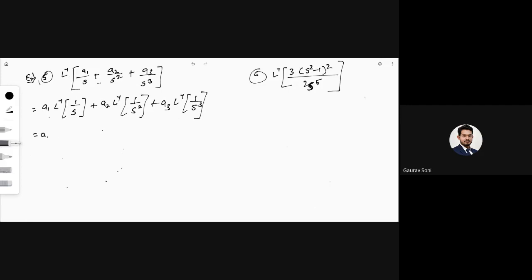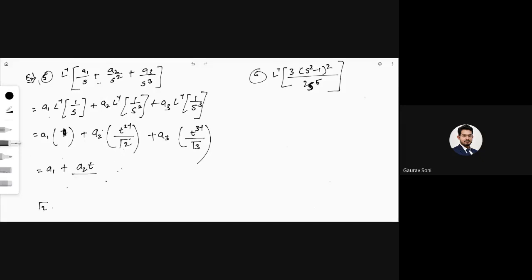So this will be, Laplace inverse of 1 upon s raised to n is t raised to n minus 1 upon gamma of n. Sorry, this is simply 1, plus a2 t raised to 2 minus 1 upon gamma of 2, plus a3 t raised to 3 minus 1 upon gamma of 3. So this is a1 plus a2 into t divided by gamma of 2.